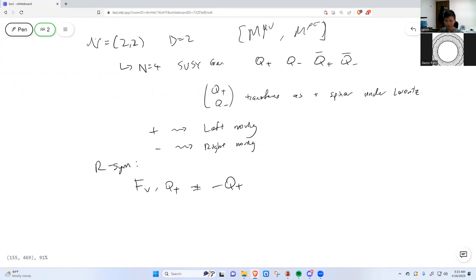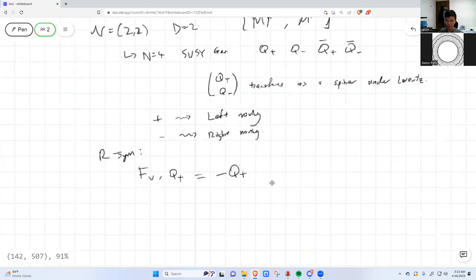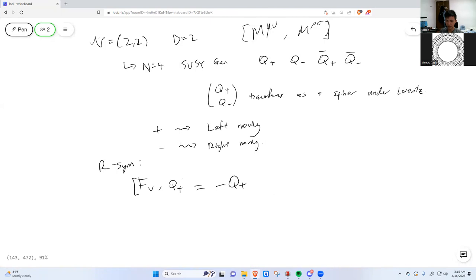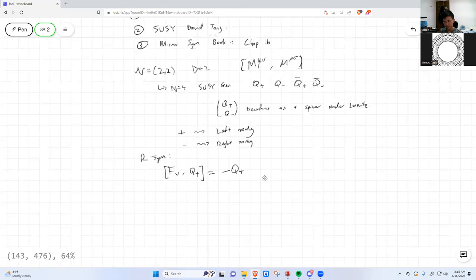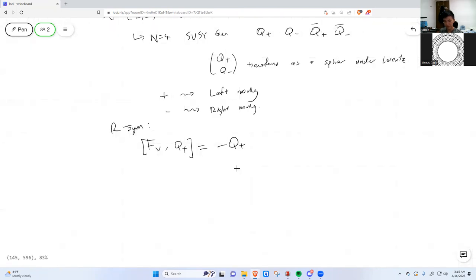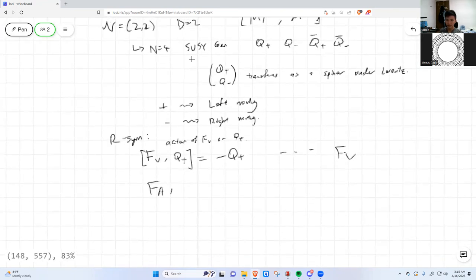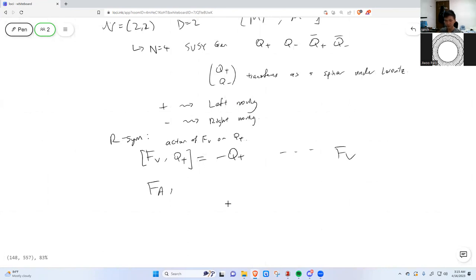FV is a symmetry generator itself, and usually we denote action by the commutator or the Lie bracket. That's just something we do quite often, and I believe there are some valid reasons behind doing so. But you can just think of this as an action of FV on Q plus. Okay, so there's a bunch of others as well. There's FA, FB, and then there's FA as well. At least for 2D N=2 supersymmetry, there's a bunch of others like this. So FB is known as vector and FA is known as axial.